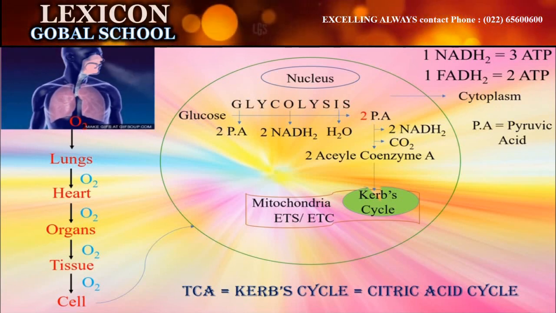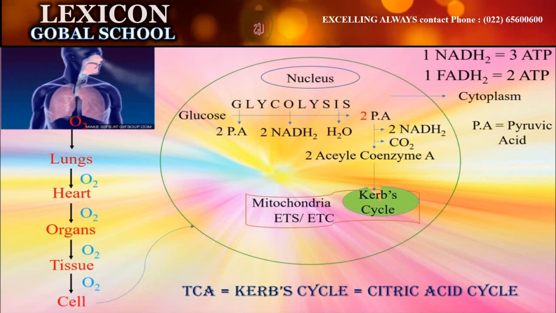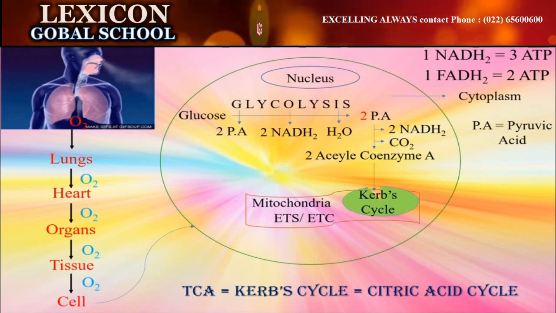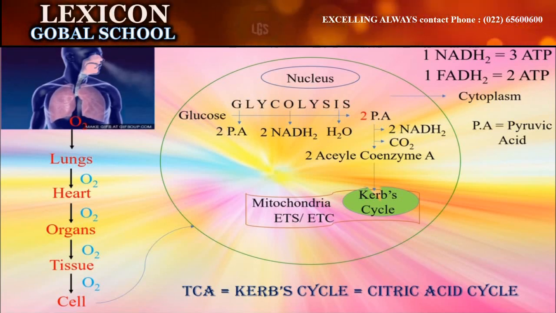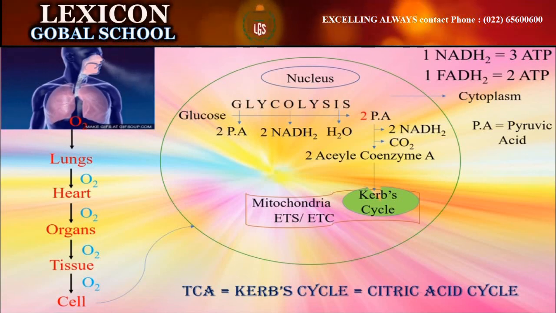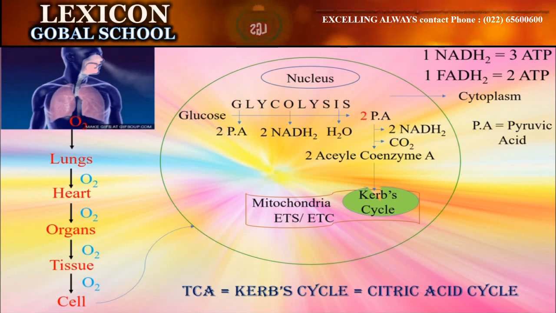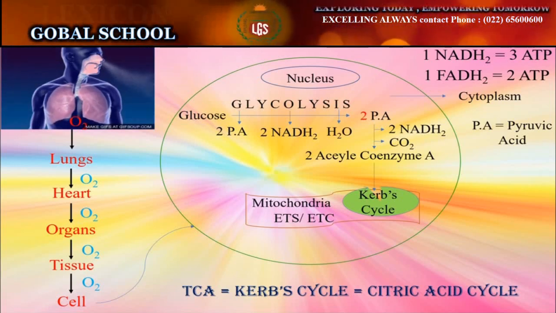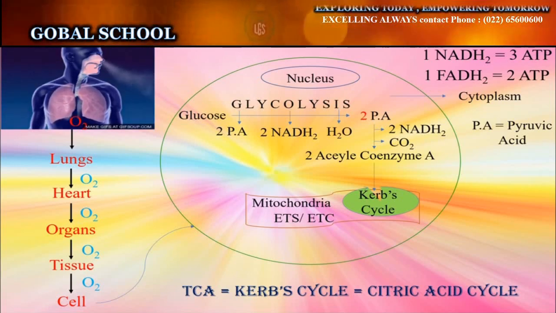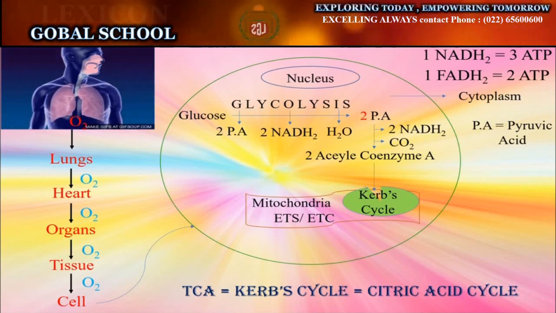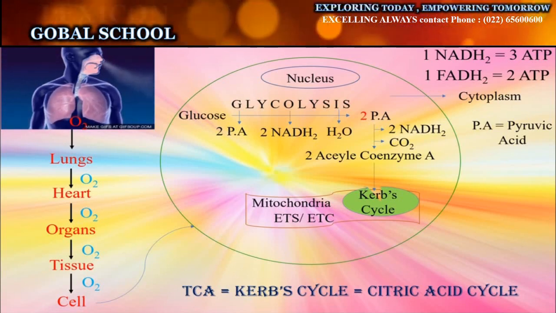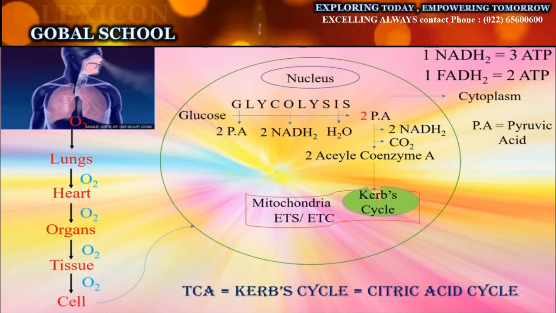And it leaves behind 2 PAPA, that means pyruvic acid. Pyruvic acid further divides itself and forms acetyl coenzyme A. This process is called the Krebs cycle, and after completion of the Krebs cycle, we are left with FADH and NADH molecules. So an NADH molecule means 3 molecules of ATP, and an FADH molecule means 2 molecules of ATP.